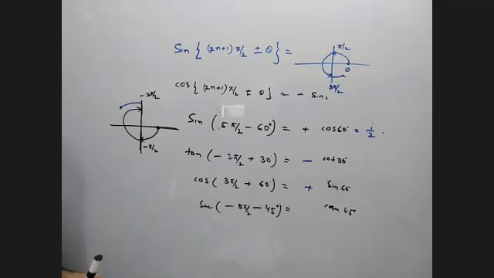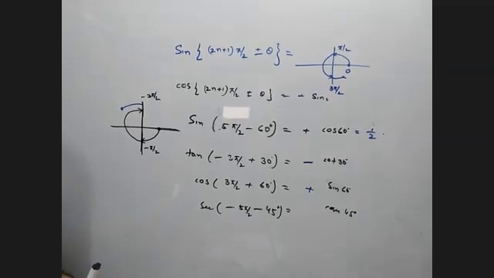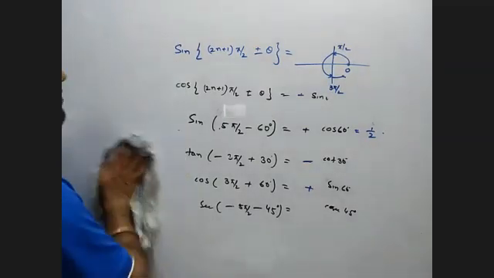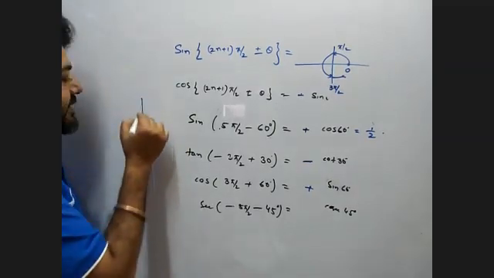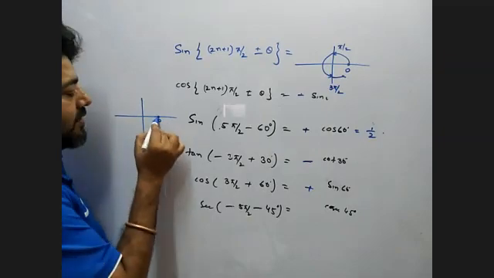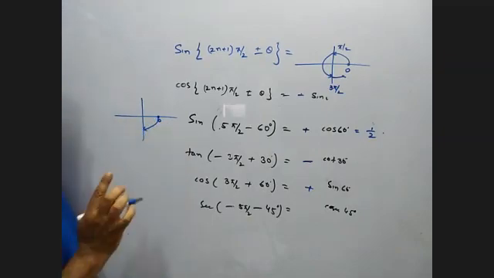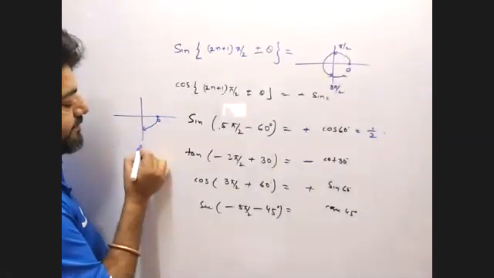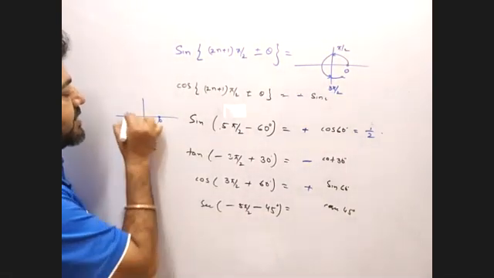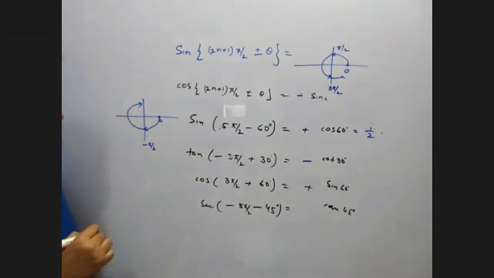Third again. So starting from here, third quadrant, I'm starting from here. How much do I travel? Everyone tell me. Sir, minus pi by 2. Very good. Then how much do I travel? Sir, minus 3 pi by 2.